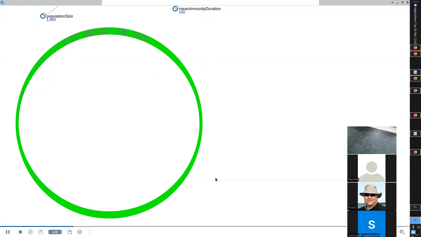Structure determines behavior. In this case, it's the structure of the network. Yes, Erlon.